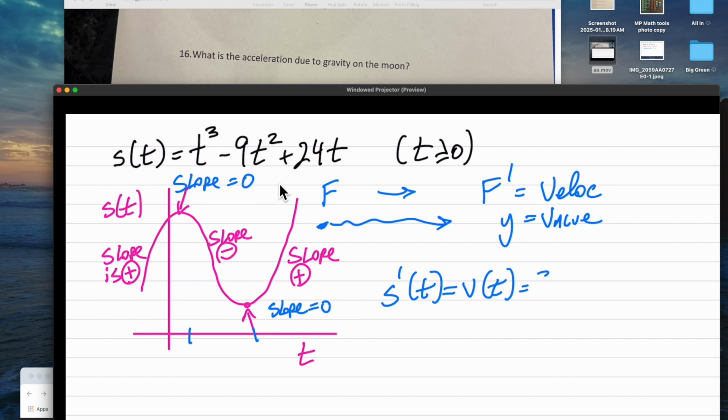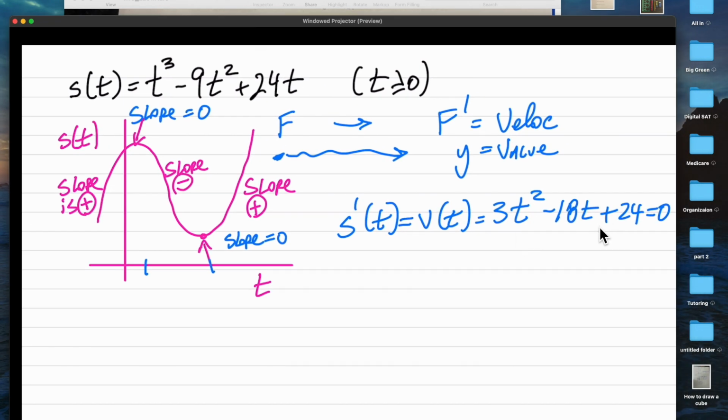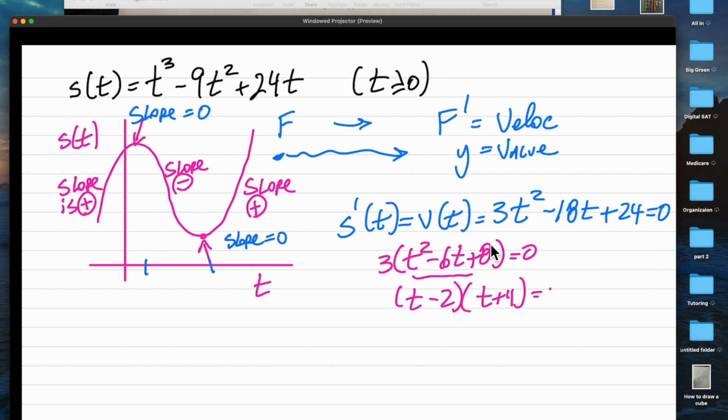We're going to take the derivative. We're going to get 3t squared minus 18t plus 24. And then we're going to set that equal to 0. And that's going to tell us where the velocity is 0. Okay, so when we do that, we could factor out a 3, fortunately. We're going to get t squared minus 6t plus 8 equals 0. And then we could further factor this to t minus 2 and t minus 4 equals 0.